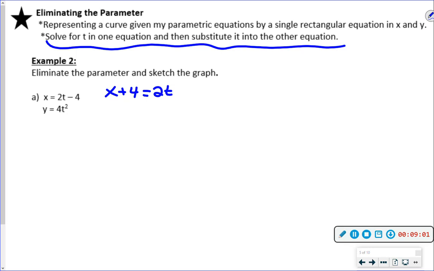And then, of course, we're going to divide everything by 2. So options, how you want to write that. You can leave it x plus 4 over 2. You can make it 1/2 x plus 2. I don't care. I'm just going to roll with it. And I'm going to substitute this into my other equation.